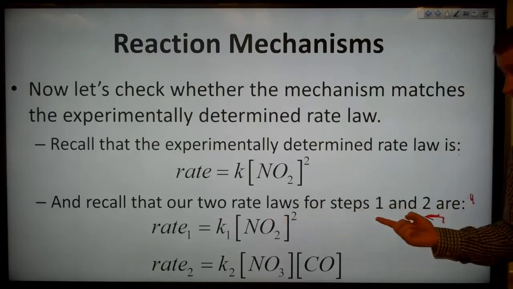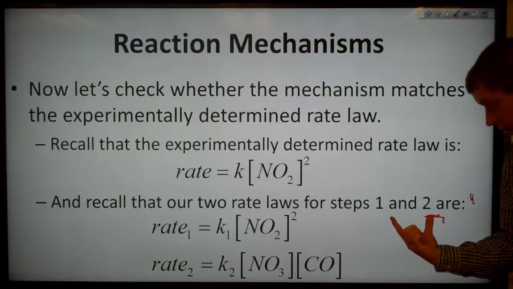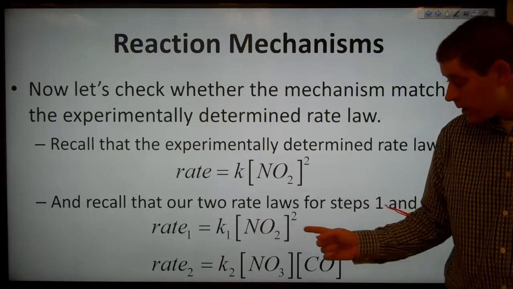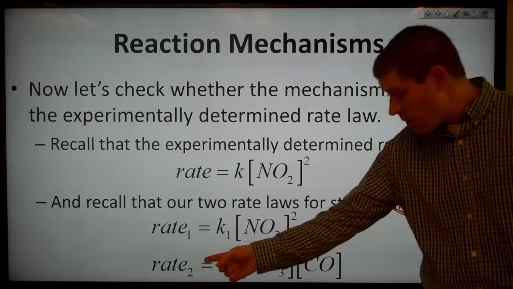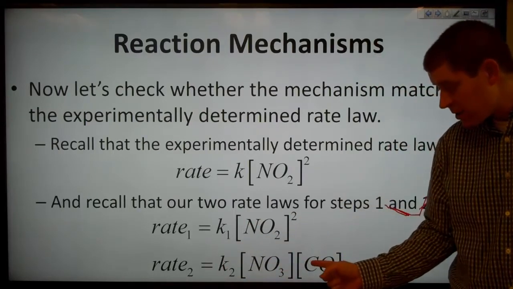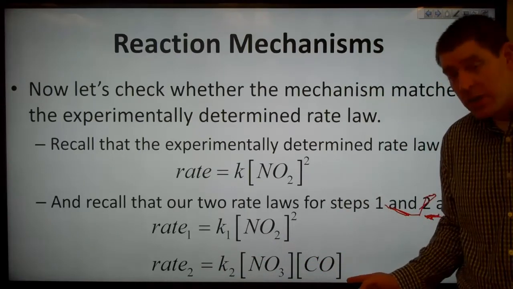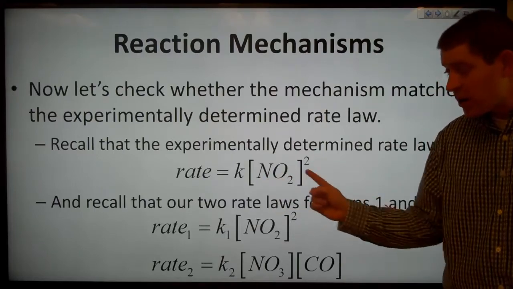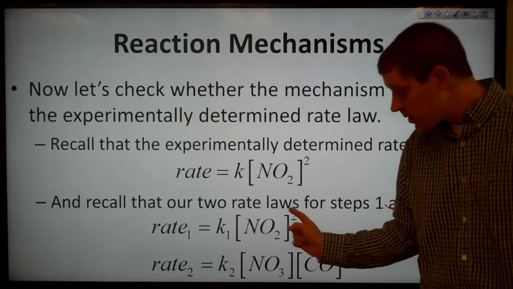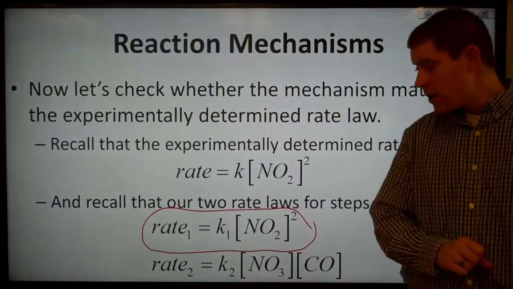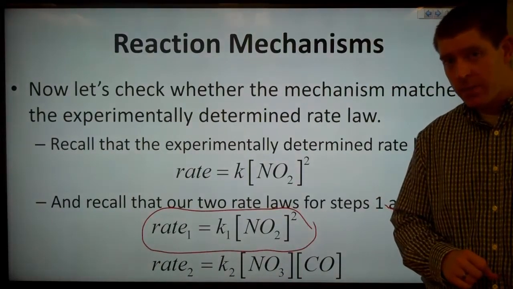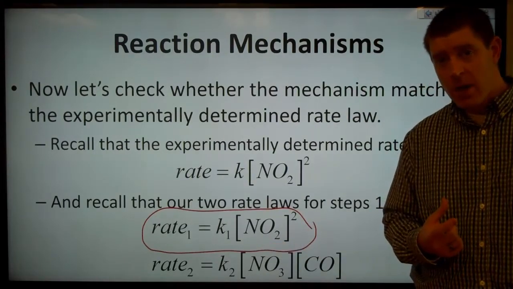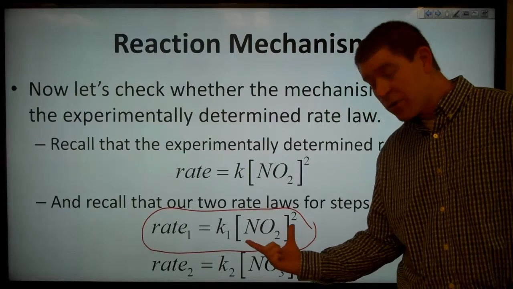And remember that our rate laws for steps 1 and 2 look like this. We have rate 1 is equal to K1 times concentration of NO2 squared, and rate 2 is equal to K2 times concentration of NO3 times concentration of CO. Well, you've probably noticed that our experimentally determined rate law matches the rate law for our first step. And this means that our first step is the slow step. This one is occurring slow. That first step occurs slow.